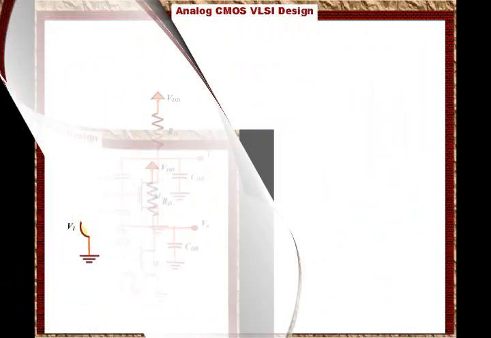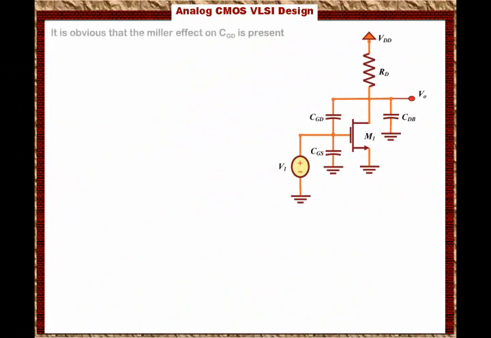It is obvious that the Miller effect on CGD is present. We have it, right? Because you have a gain from the gate to the drain of M1. So what we will say now is that the CGD capacitance will have two Miller capacitances. One Miller capacitance will be at the gate or at the input, and another one will be at the drain or at the output.